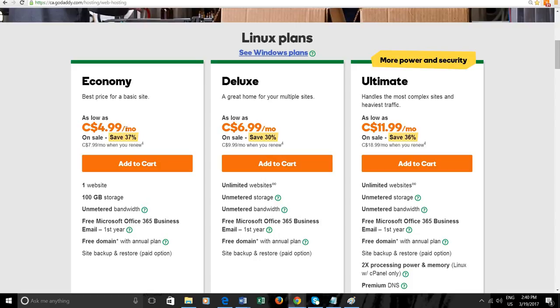You can pay by the month, which is going to be about $5 a month, or you can pay by the year, which will be at a discounted price. Sorry, when you pay by the month, it's actually going to be a little bit higher than that. So let's move on to the Deluxe hosting.